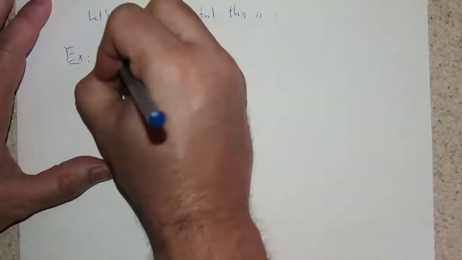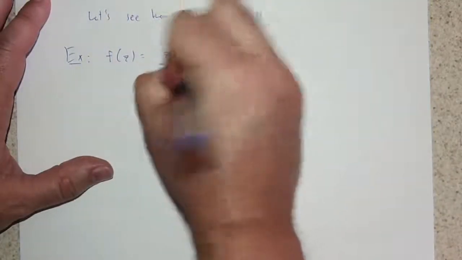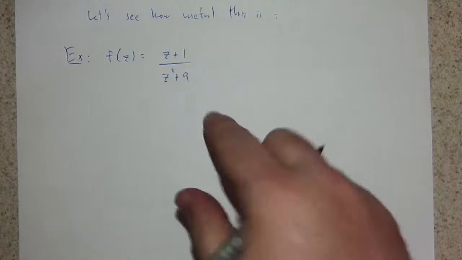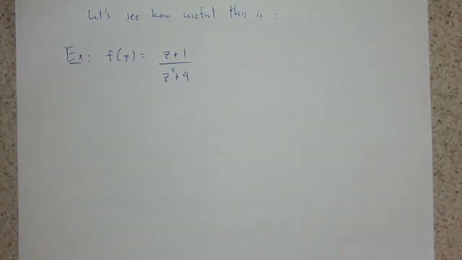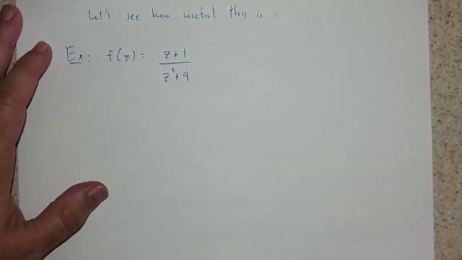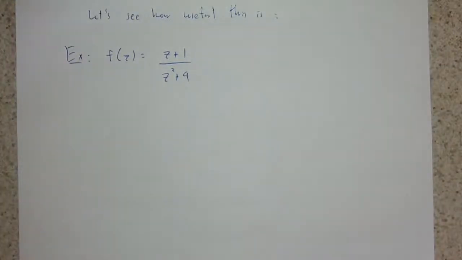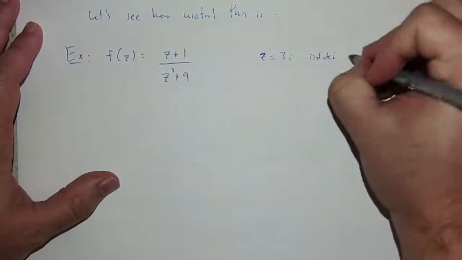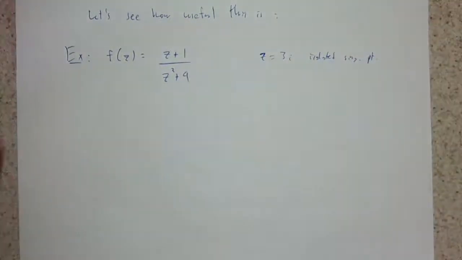So here's the first example. Let f of z be z plus 1 over z squared plus 9. Okay, so z squared plus 9 here means that I have an isolated singular point, for instance, at z equals 3i. So z equals 3i is an isolated singular point.